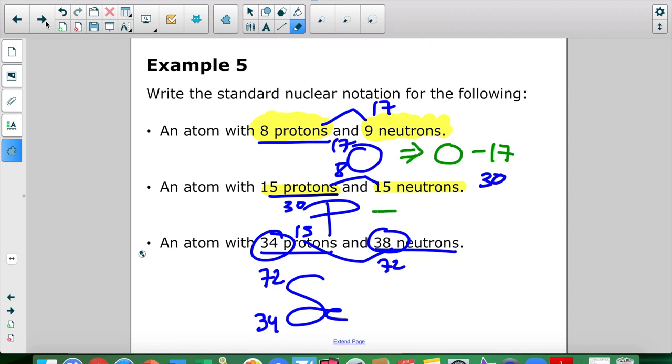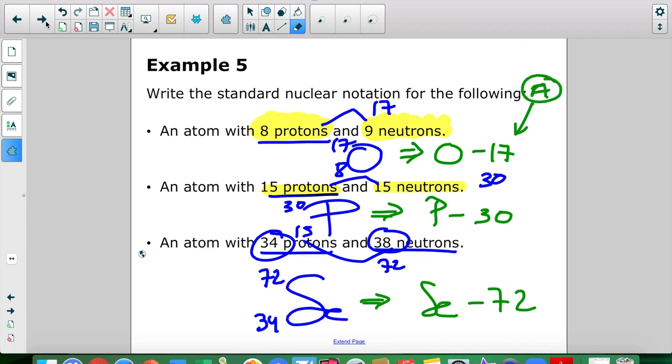The phosphorus would be P30 and the selenium would be Se72. Again, this notation that I'm writing here in green takes for granted that you know that the element's symbol is going to tell you the number of protons. So it only shows you what we call the A, the mass number here, here, and here. Okay, so both notations are correct and you need to know how to use both.